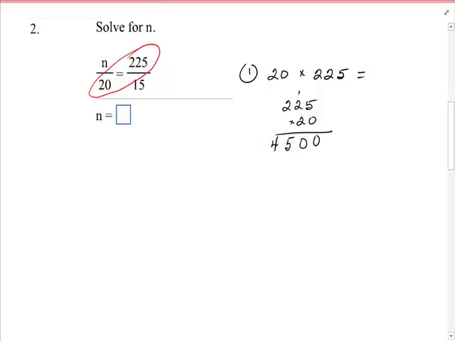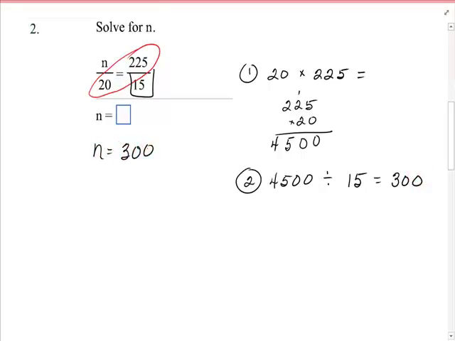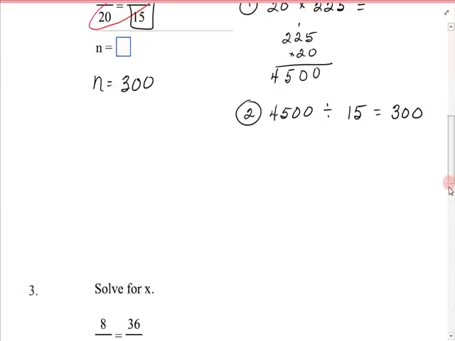There we go. So step number 2 is to take 4,500 and divide it by the number I haven't used yet, which is 15. 15 goes into just 45 3 times. So it goes into 4,500, it goes 300 times. So n is 300. Multiply the diagonal of numbers where there's two numbers and divide by the third one.